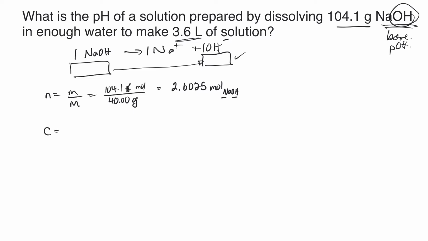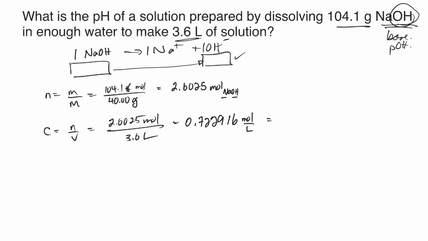Okay, but I want concentration. That's moles over volume. So 2.6025 moles divided by the volume, 3.6 liters, gives us 0.7229116, etc. And that's moles per liter. If they just wanted to finish there, you could give them sig figs. You got 4 there, you got 2 there. So that would be 2 sig figs, so it would be 0.72 moles per liter.